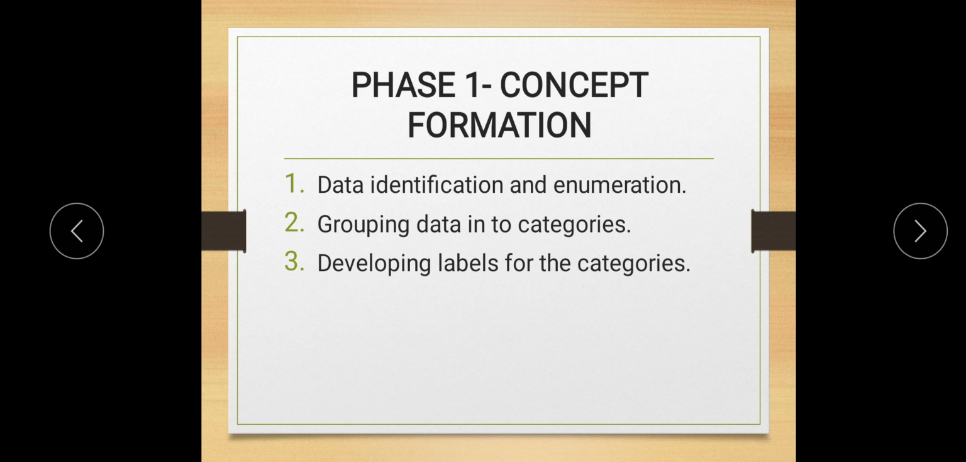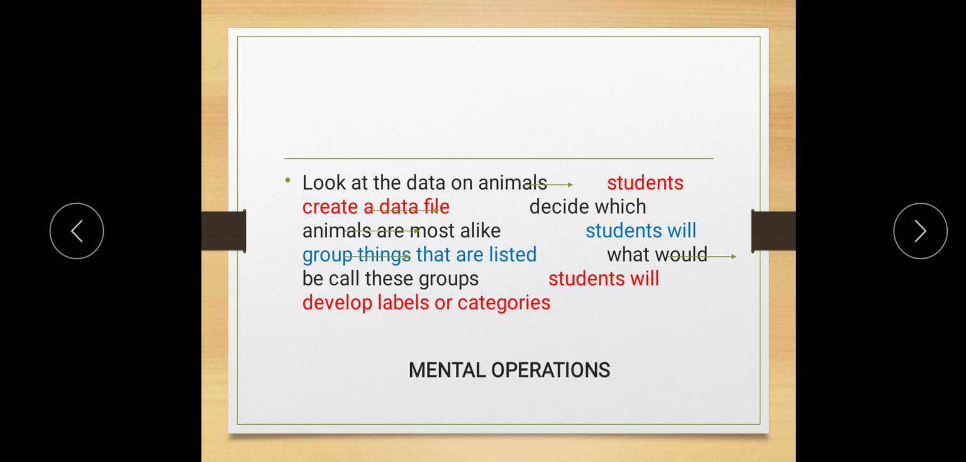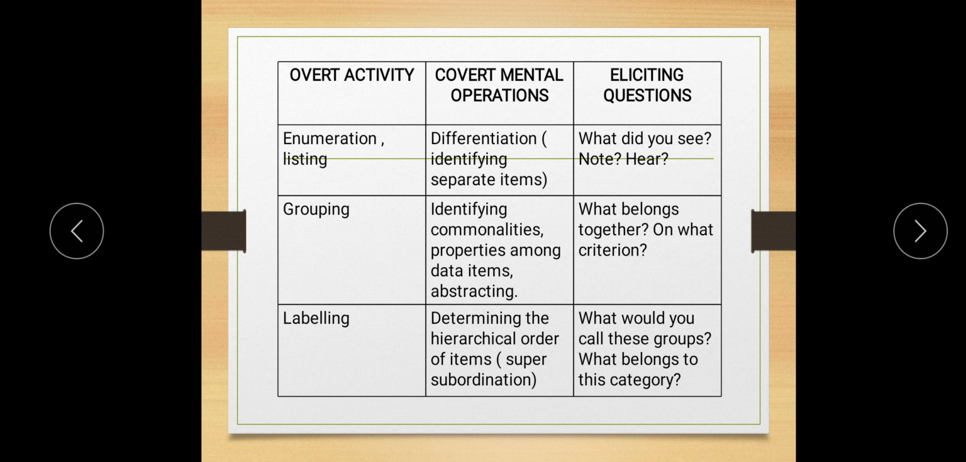Data identification, enumeration, grouping data into categories, and the third one is developing labels for the categories. Now look at this table. So the same stages, or same three points, are being placed in a row in the first column. If you look at the first row, it talks about enumeration and listing. And the covert mental operation which is given here is differentiation or identifying separate items. And the eliciting question is: what did you see, note or hear.